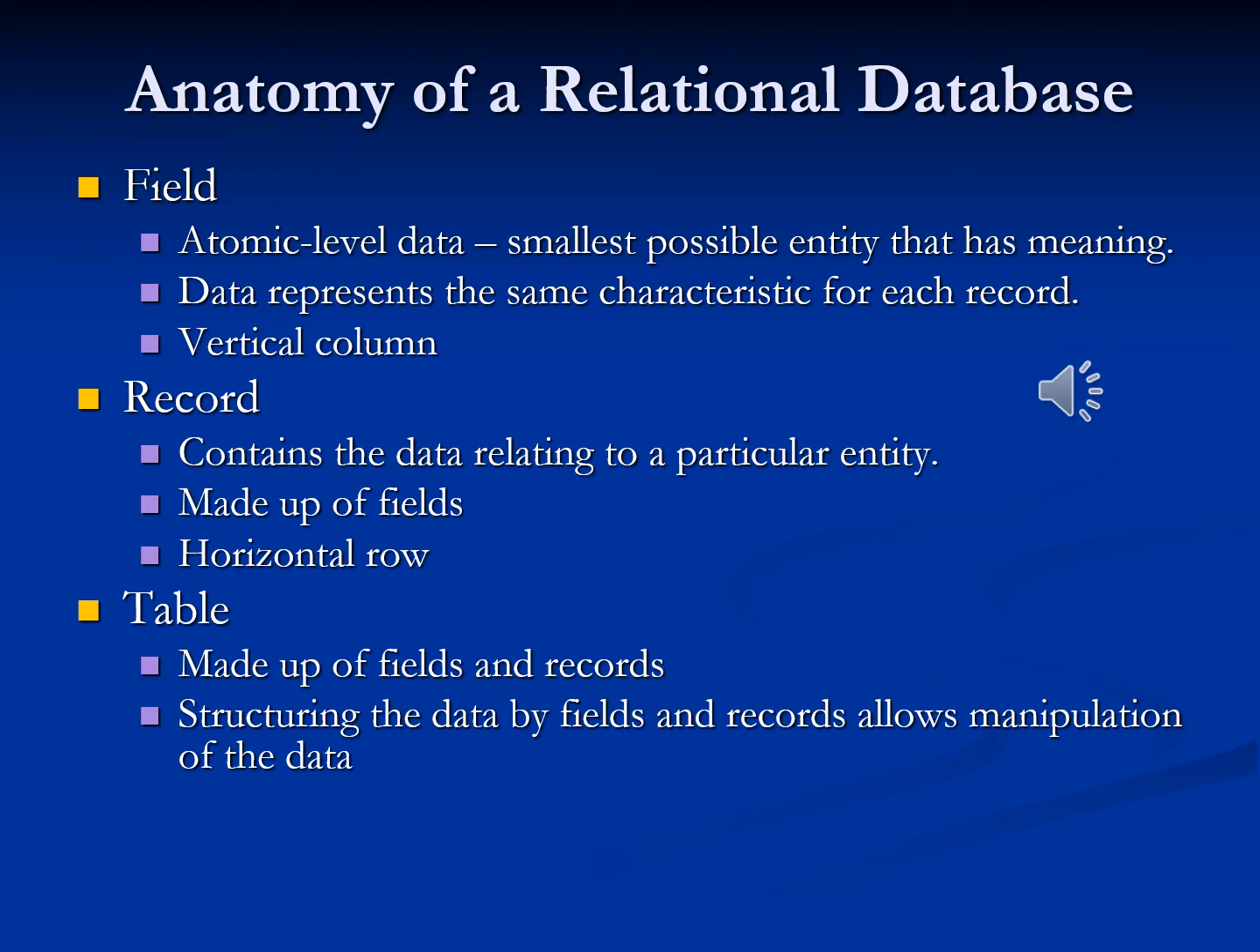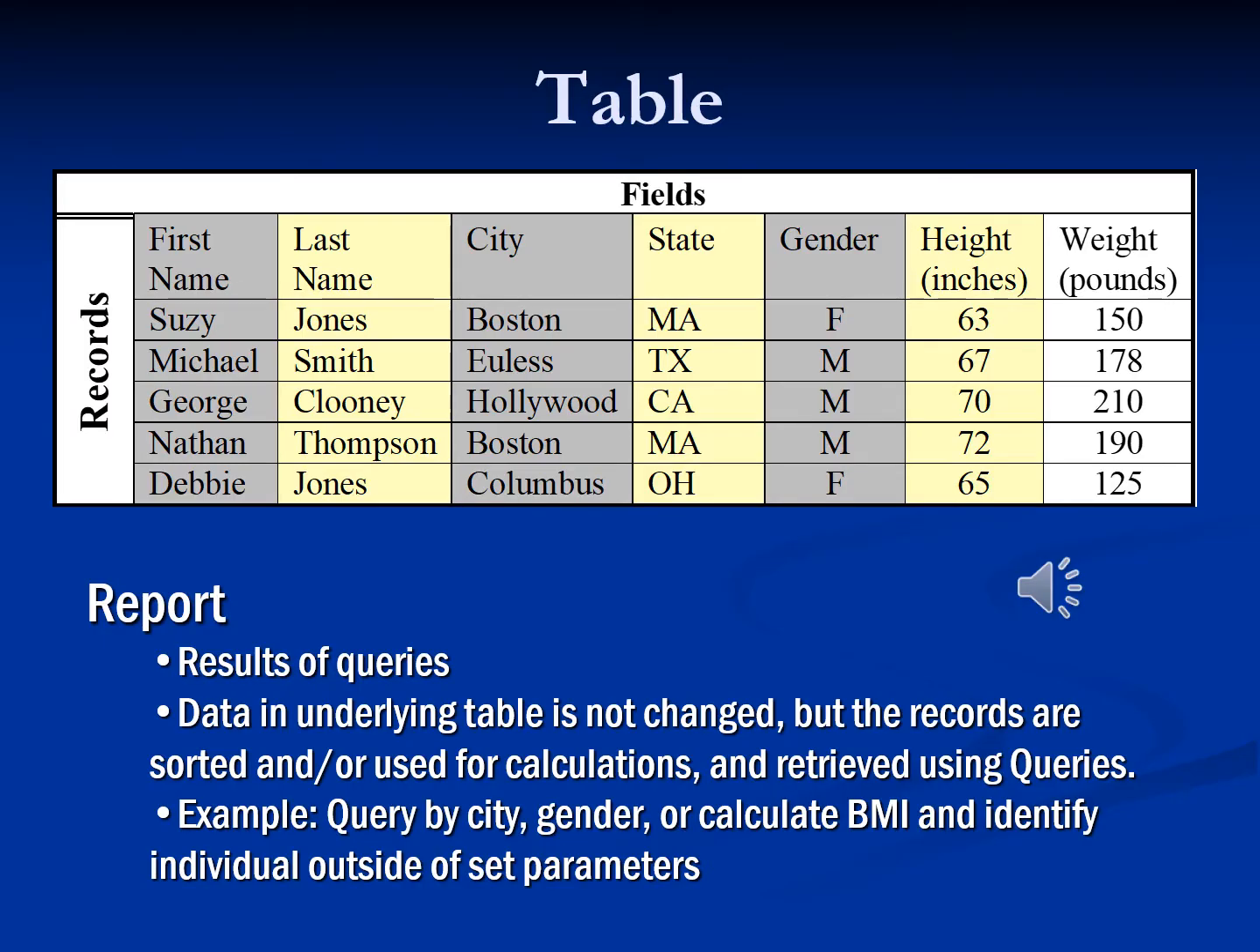A record contains all the data relating to a particular entity. It's made up of fields, and it is in a horizontal row. A table is made up of fields and records, and this structures the data by fields and records and allows the manipulation of the data. So here's an example of a table. You can see the fields are labeled and the records are labeled. The fields in this particular case would be the first name, last name, city, state, gender, the height in inches, and the weight in pounds.